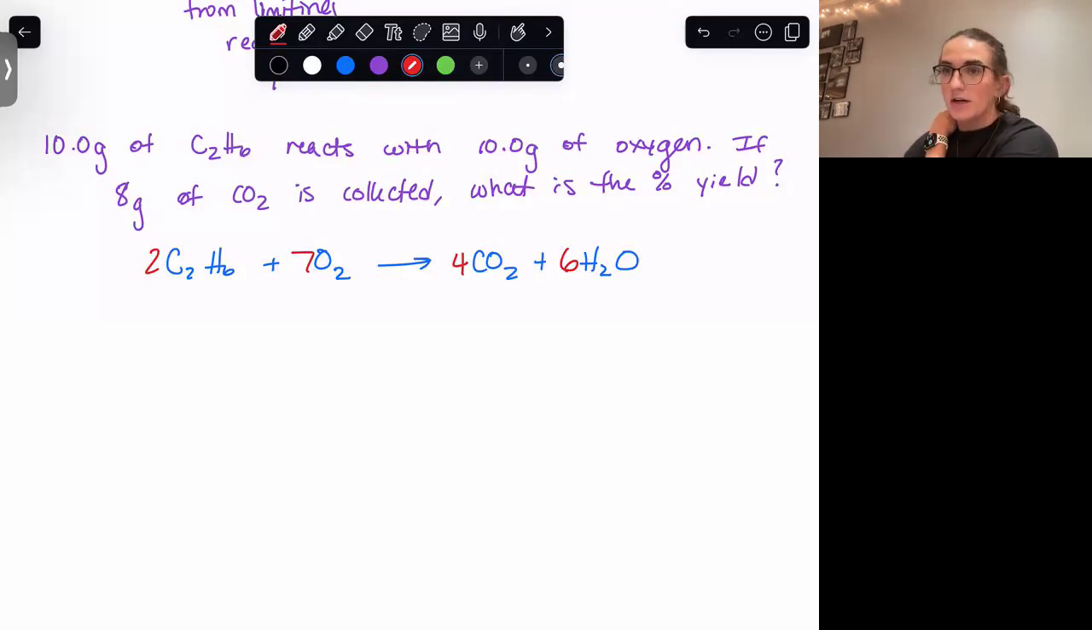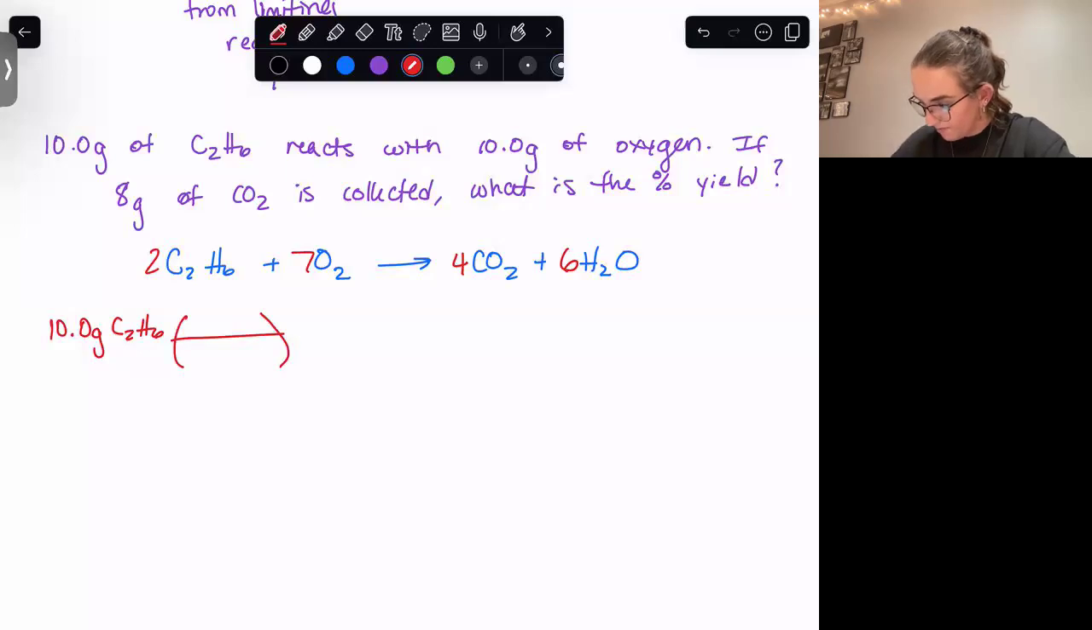We're given information about our reactants, but not our products. Our end goal is to find the percent yield, so we need an actual yield and we need a theoretical yield. In order to find the theoretical yield, we need to find how much carbon dioxide can be produced. So we'll take 10 grams of C2H6 and convert this to moles. This is 30.06 grams per mole.